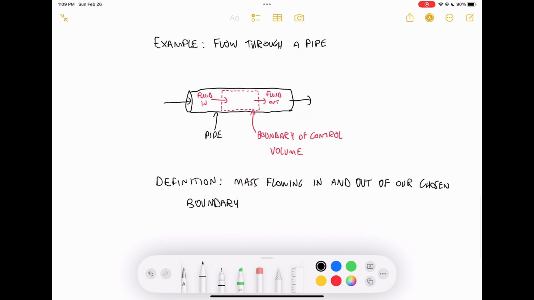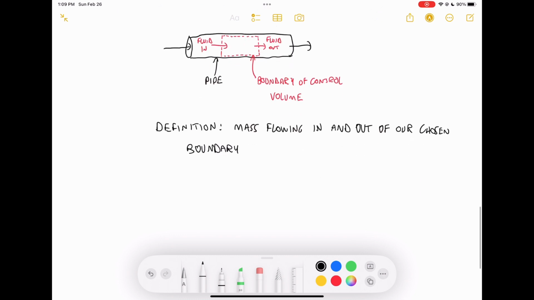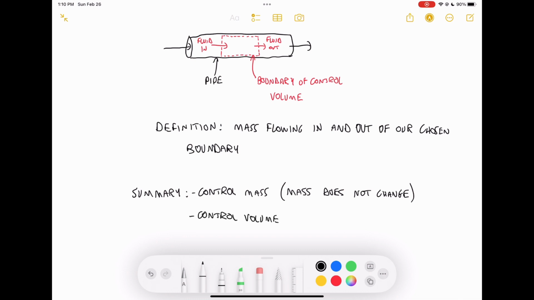We're going to start by studying mostly closed systems, but then we will go into studying open systems and looking at both together. To finish off and to summarize, what we can say is that the control mass system is usually a closed system and mass does not change throughout time. So if we analyze the system over time, we will know that the mass will not change within the system.